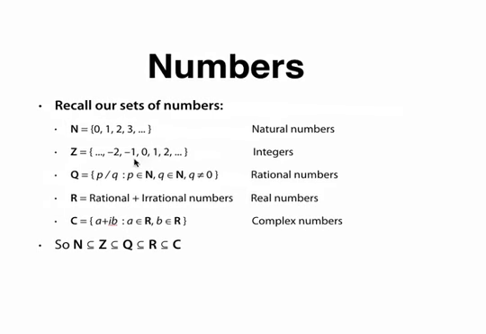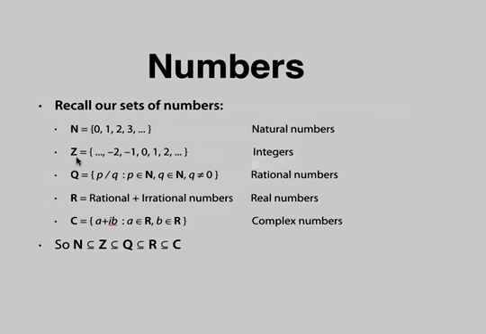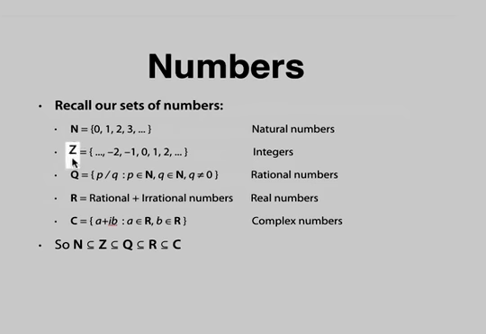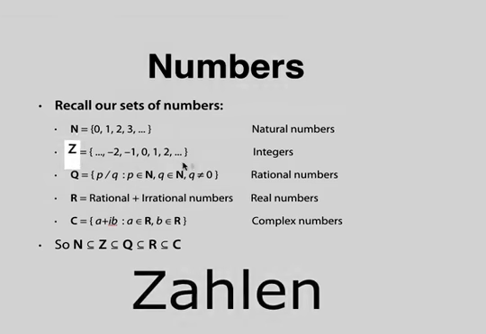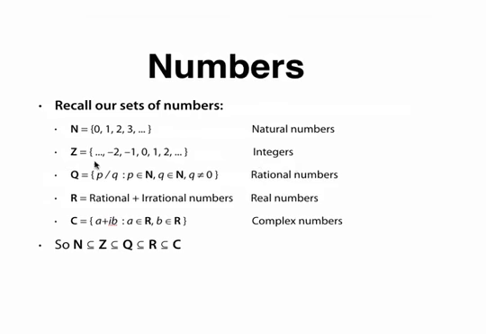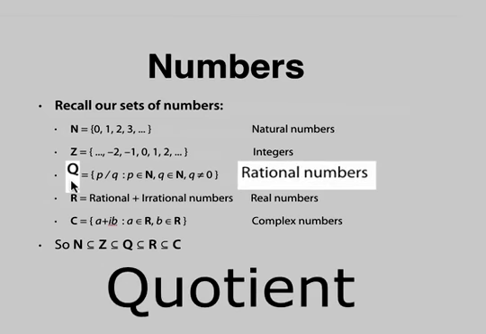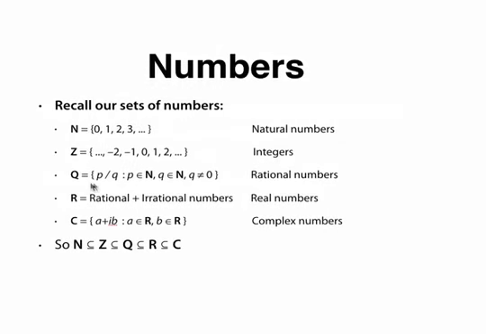If you include all the negative whole numbers, then you get a set of all integers named Z, because German mathematicians came up with these concepts of sets of numbers, and Z is the first letter of the German word for integer. So Z is the set of all integers. Q is the set of all rational numbers. Q is for quotient, and again, German. So we've gone over this already.